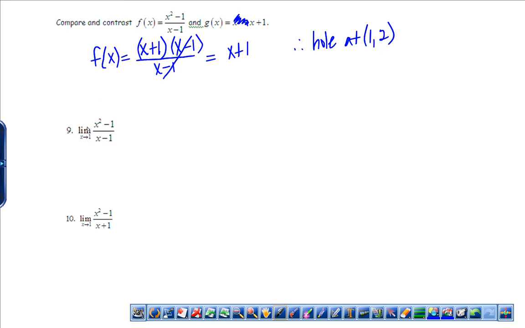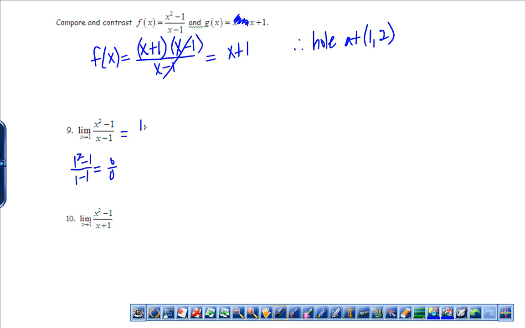Okay, now they say find the limit as x approaches 1 of these. Now you can plug in your 1. So that gives you 1 squared minus 1 over 1 minus 1, and that gives you a 0 over 0. Now remember before we said when you get a 0 over 0, that means you do not have a continuous function and you need to go ahead and figure out why. And usually that means you have a hole.